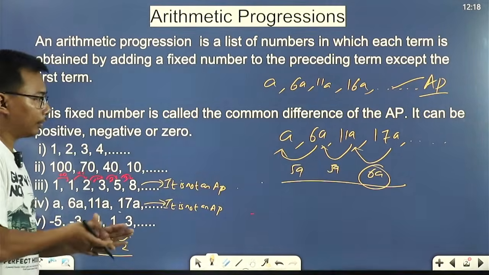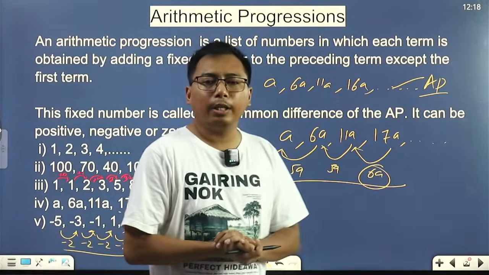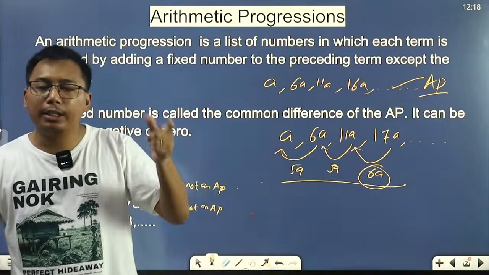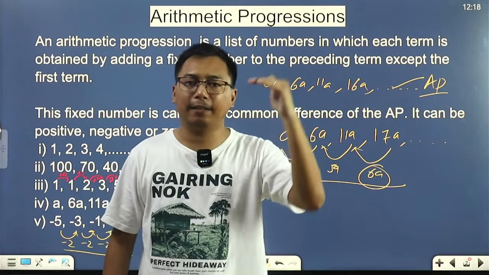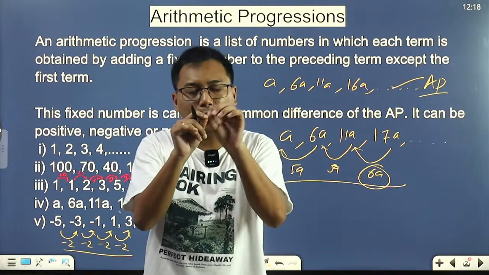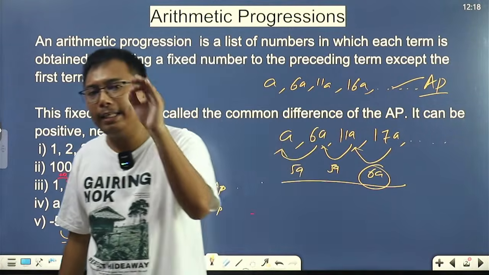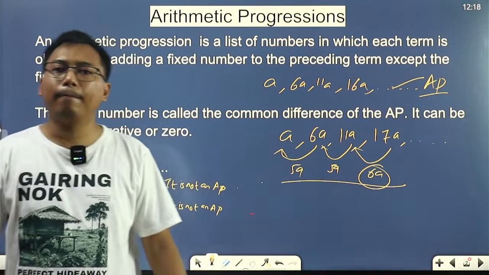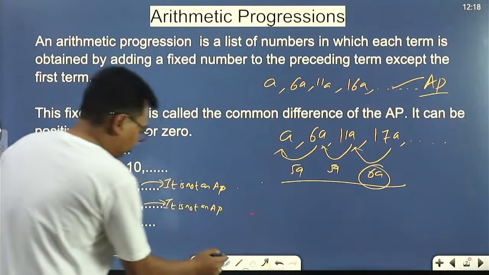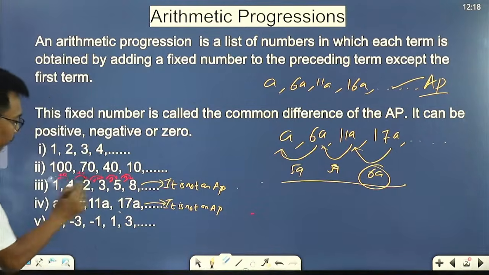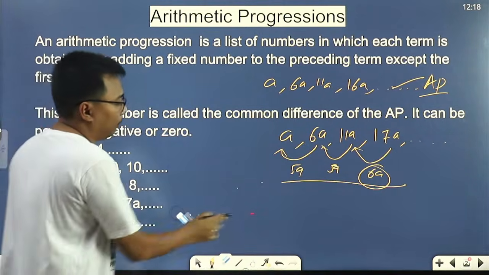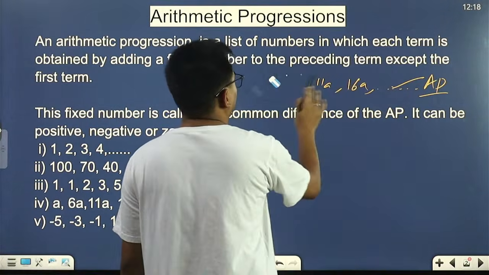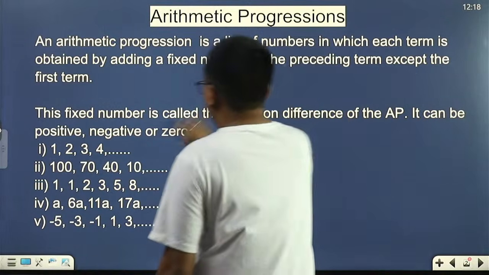Okay. So in short, in order to check whether our given list of numbers is an AP, we just have to check if their differences are the same. If the differences between two consecutive terms are the same, then we have a common difference. Clear? We'll solve some questions, then it will be more crystal clear. All right.